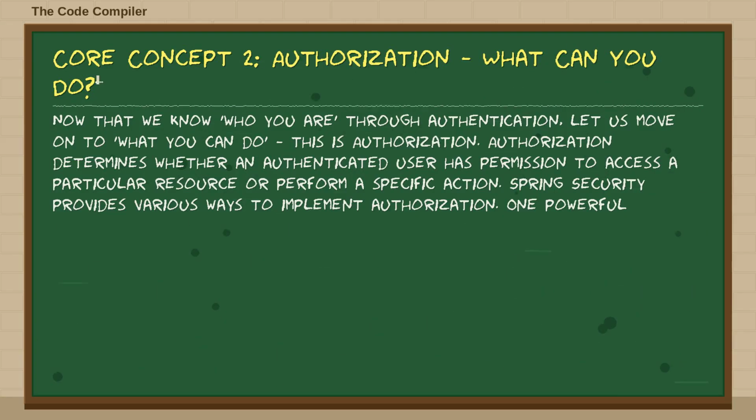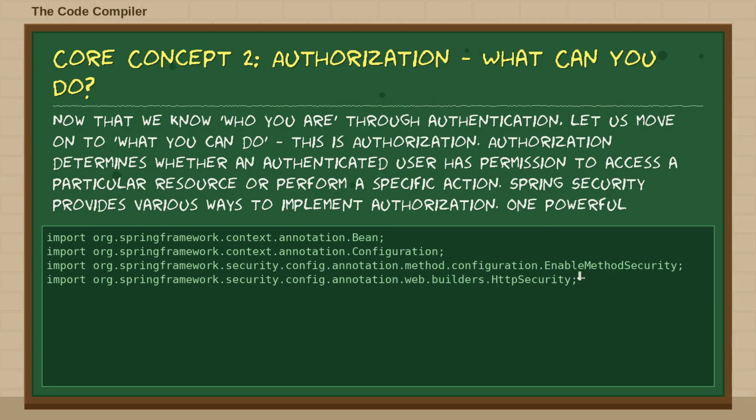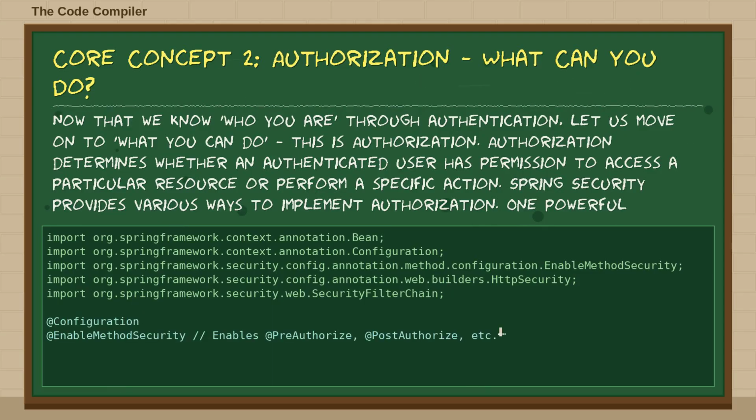The core of configuring these rules lies within the security filter chain. This is where you define how requests are handled, which paths require authentication, and what roles are necessary for specific uniform resource locators, URLs. The security filter chain is a series of filters that process incoming requests, handling everything from session management to authorization checks. It is the backbone of your application's security configuration.